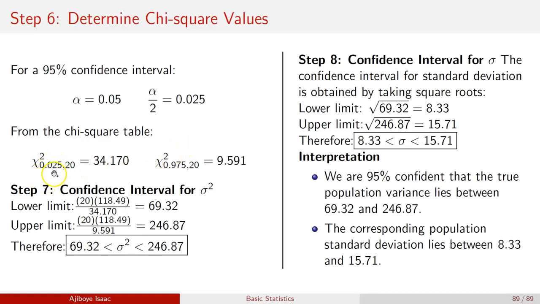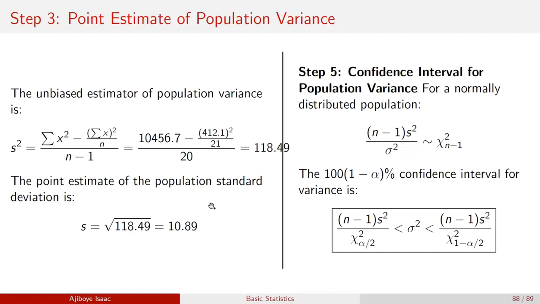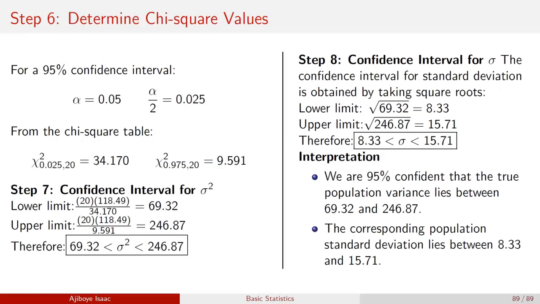So the chi-square 0.025, comma 20 is equal to 34.170, and the chi-square 0.975, which is 1 minus alpha, comma 20 is 9.597. So therefore, to construct the confidence interval given in this box formula, n minus 1 multiplied by s square divided by the chi-square alpha over 2, comma degrees of freedom will give us the lower limit, and we'll do same for upper limit.